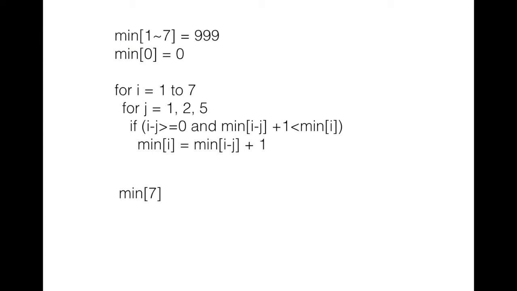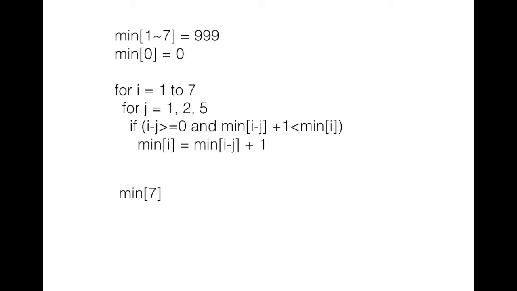Okay, so let's go to the pseudocode. You've got an array. The array has a length of 8. The first one is 0, and we already got the answer for that state. It's 0. And we assign a very big number for the other states. Now the pseudocode is very straightforward.